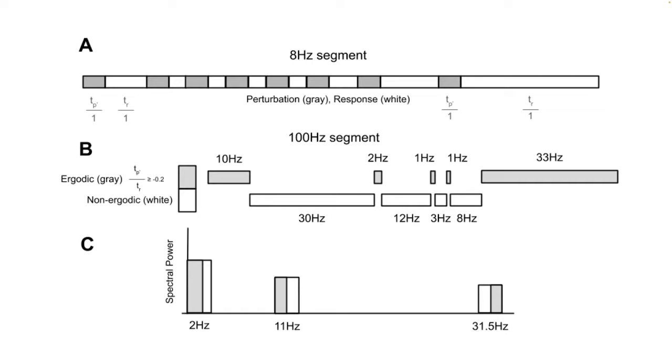And so we can segment this 8 hertz segment into these ergodic and non-ergodic components, basically where the response is appropriate, which are the ergodic segments, and the non-ergodic segments are where we exhibit some positive or negative hysteresis. And then we can look at the spectral power, and in this example, we just have these different components distributed along the power spectrum, and we can actually analyze that to look at the response of different sized perturbations.